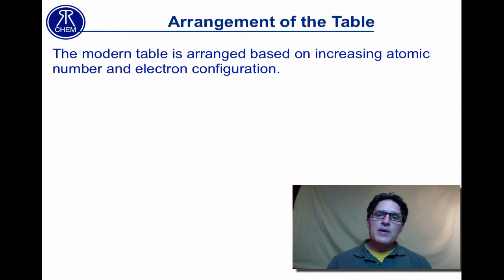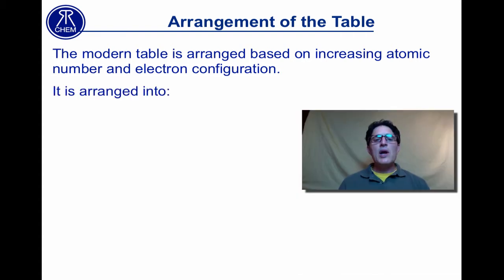The modern periodic table is based on increasing atomic number and electron configuration. Now, electron configuration really just means the organization of the electrons around the nucleus. The periodic table is arranged into the following.